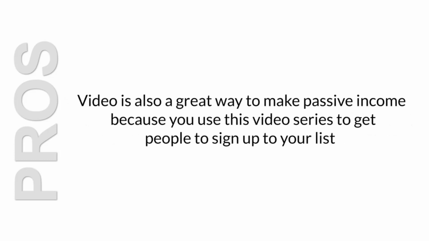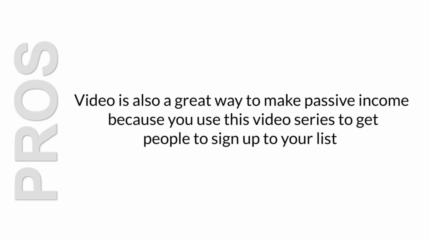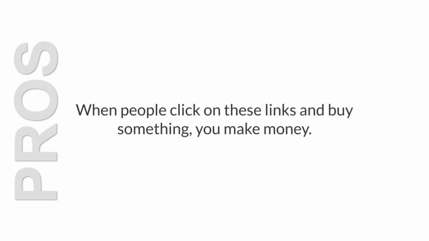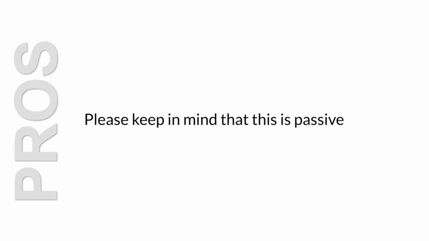Video is also a great way to make passive income because you use this video series to get people to sign up to your list, and if you chop them up into small enough pieces, they actually get all excited about your next email. So, they'll always be on the lookout for your next email, and once you get them to open your email, you can hit them with affiliate links. When people click on these links and buy something, you make money. Please keep in mind that this is passive. You record once and you can actually make money many times over off the free video series that you are offering to build up your mailing list.